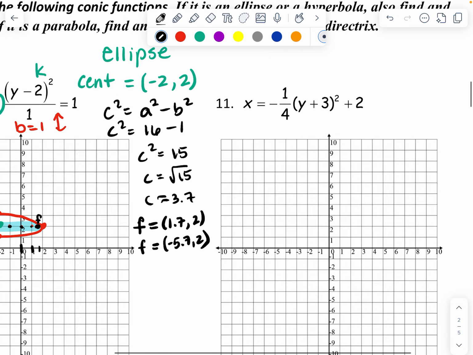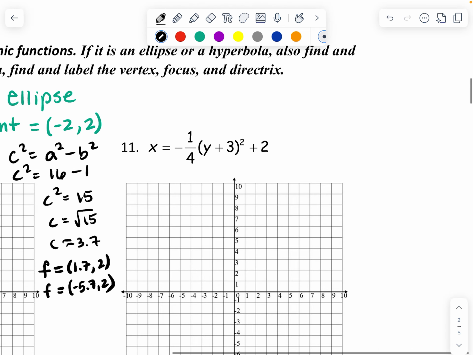All right, number 11. Let's identify what this is. This is a parabola. How do I know that? I know that because only one of the terms is squared, so parabola. All right, what are you going to have to label on this?